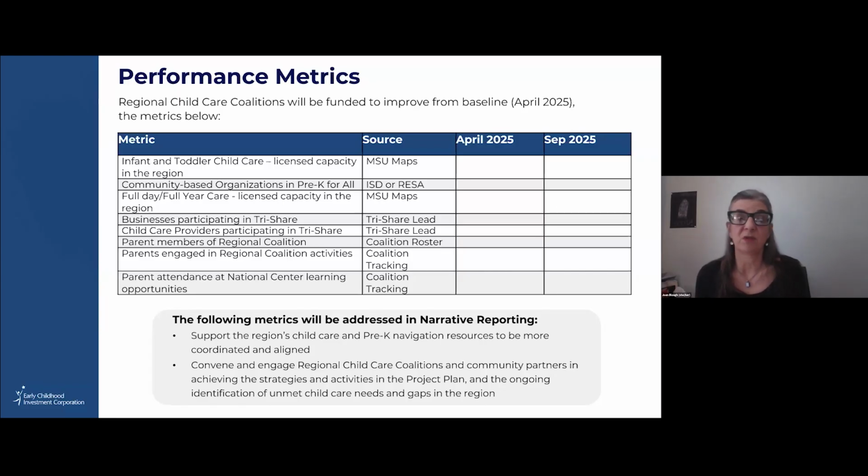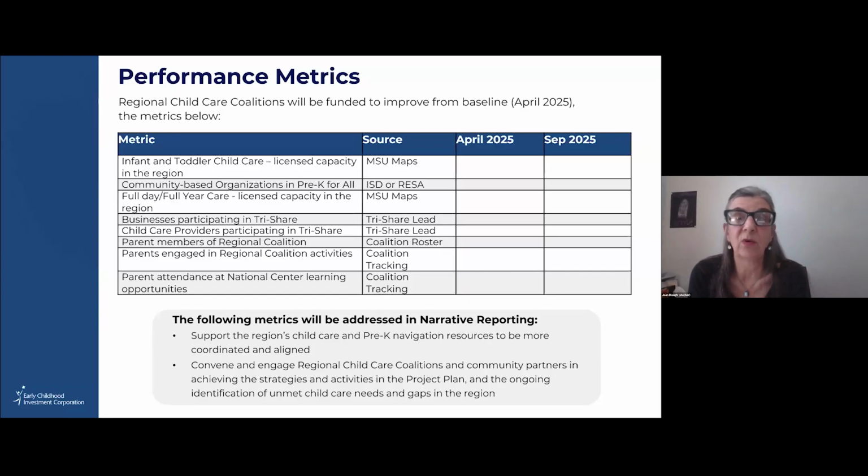There are a couple more metrics that we'll be addressing in your narrative reporting, and I'll just touch on them briefly. When I was reviewing the scope of work, I talked about how one of the things the regional coalition will be doing is helping to support alignment and coordination between childcare and pre-K navigation resources. That will be something that we'll be asking you to report on through some narrative reporting. And then we'll also be looking to understand how it is going with convening and engaging your coalition members and community partners, moving forward the strategies and activities that you'll be putting forth in your project plan.